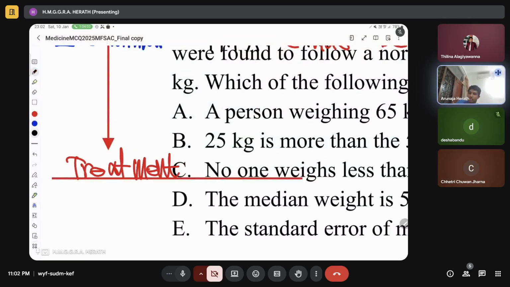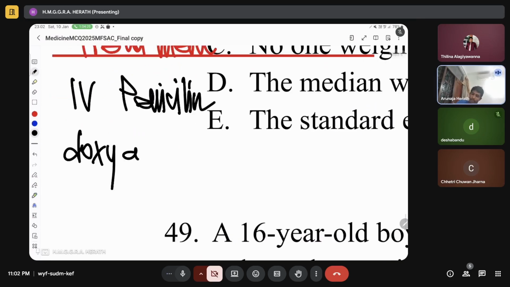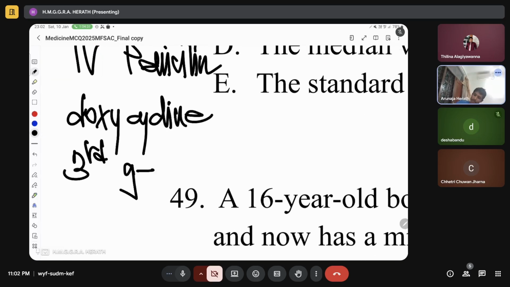Yeah. So usually you give IV penicillin. What are the other drugs that can be used for syphilis treatment? Doxycycline can also be given for syphilis treatment. Any other drugs? You can also give third generation cephalosporins, ceftriaxone. Okay. This is what is usually given.